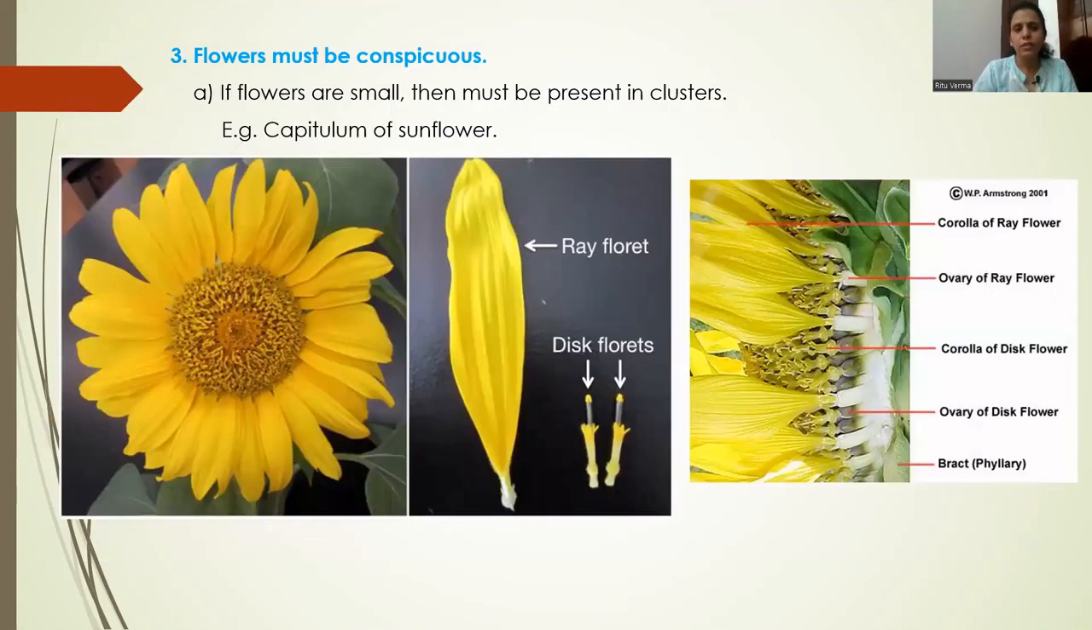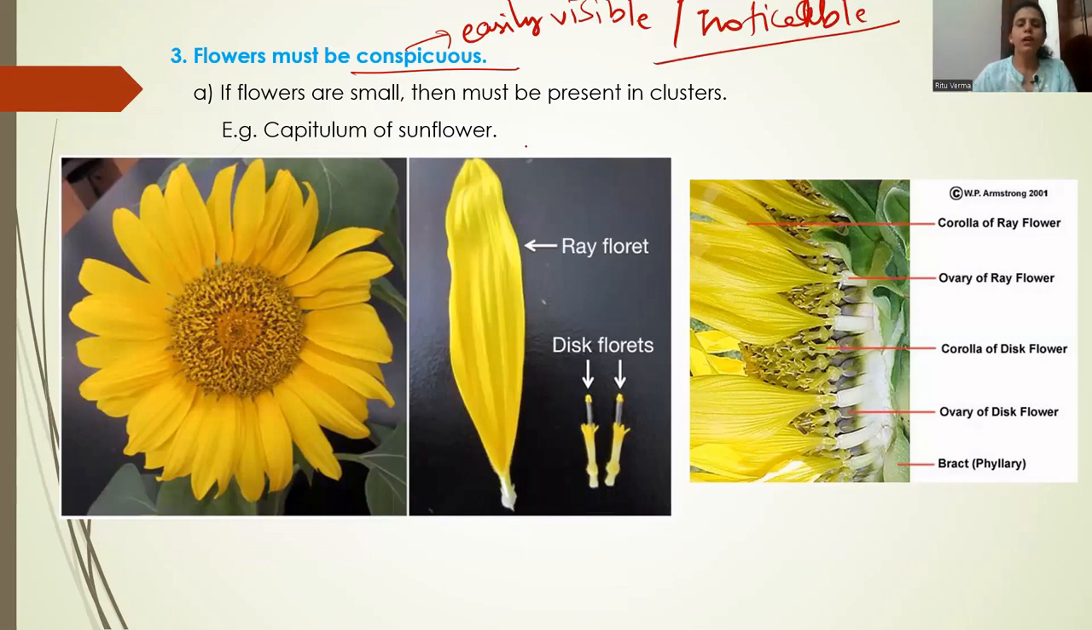Next adaptation is that these flowers must be conspicuous. Okay, conspicuous means easily visible, or you can say easily noticeable. So these flowers must be conspicuous. And if the flowers are very small in size, then these flowers must be present in clusters, so that all together they can look bigger in size and can be easily visible for the insects.